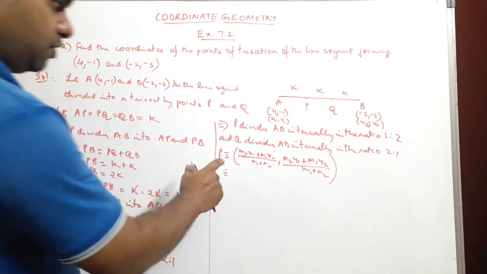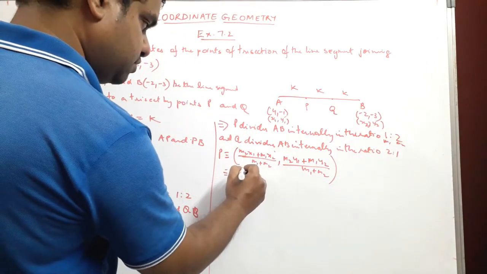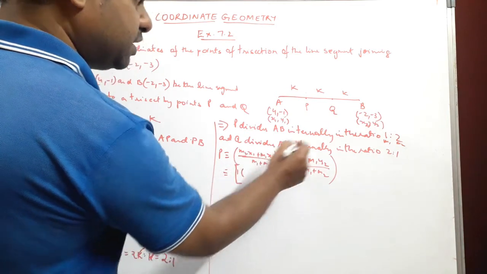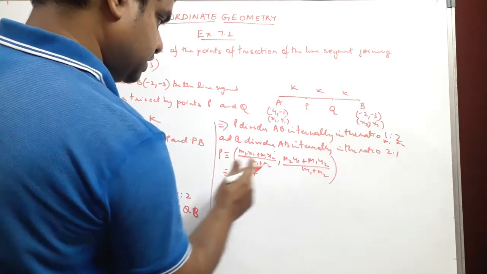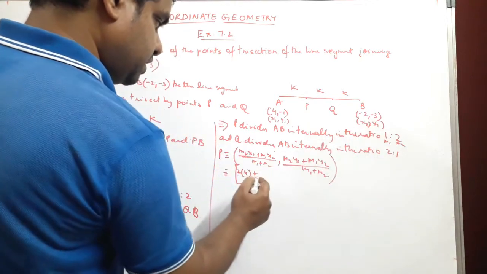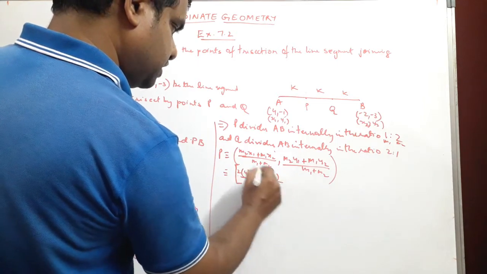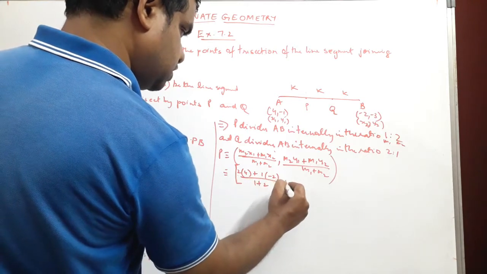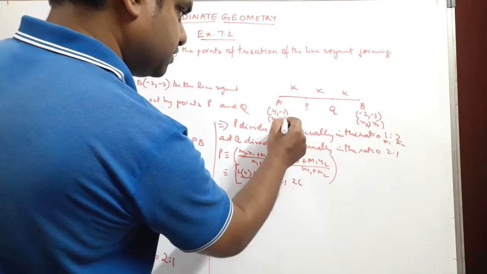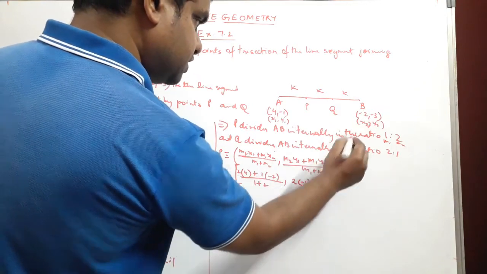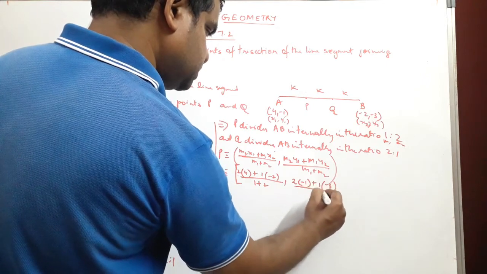So in the case of P, this is m1 and this is m2. So m1 here is 1. I will put a bracket over here. 1 into x1, which is 4, plus m1, sorry, this is m2, so this will be 2 in this case, and m1 is 1, into x2, which is minus 2, whole thing upon m1 plus m2. So 1 plus 2, comma m2, which is 2, into y1, which is minus 1, plus m1, which is 1, into y2, which is minus 3, whole thing upon 1 plus 2.